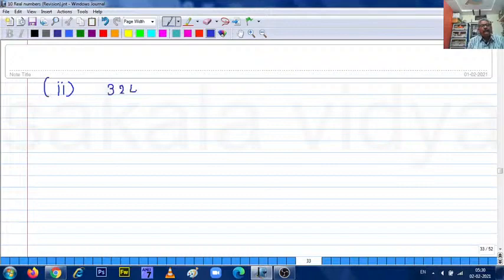324, 218. HCF of these two numbers using Euclid division algorithm we need to find out. So what shall we do now here? First of all, 324 is greater than 218. So 324 divided by 218, first step, 218 1 ja 218.